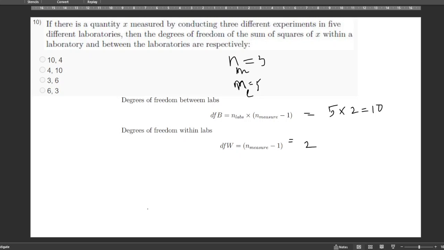Whatever I have referred, I think I'm getting 2 within laboratories and 10 between laboratories. So let me check and next time I will report what made this difference between the answers. The answer given is 6, 3. I'm getting an answer which is completely not provided here. So let me check and discuss in the next session.